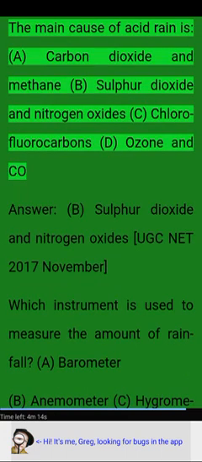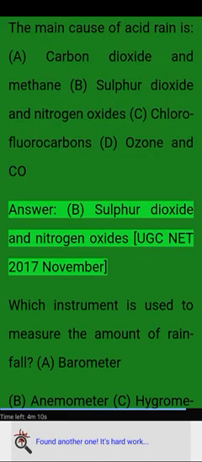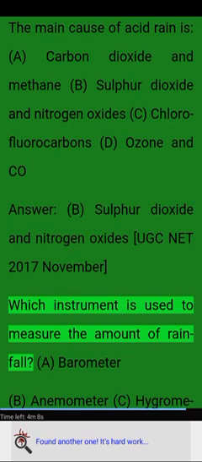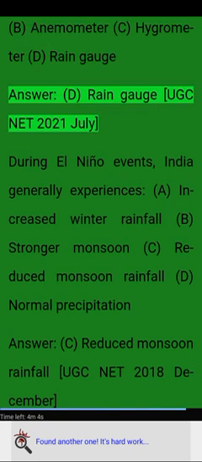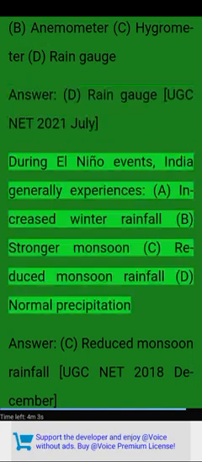The main cause of acid rain is A. Carbon dioxide and methane. B. Sulfur dioxide and nitrogen oxides. C. Chlorofluorocarbons. D. Ozone and CO. Answer: B. Sulfur dioxide and nitrogen oxides. UGC NET 2017 November. Which instrument is used to measure the amount of rainfall? A. Barometer. B. Anemometer. C. Hygrometer. D. Rain gauge. Answer: D. Rain gauge. UGC NET 2021 July.